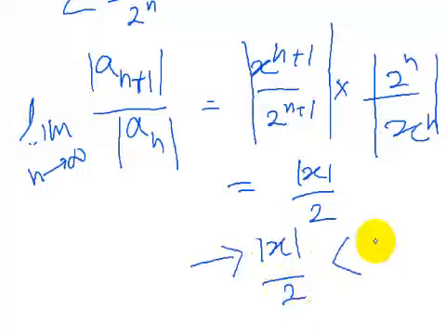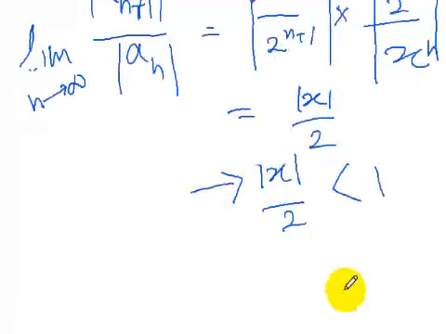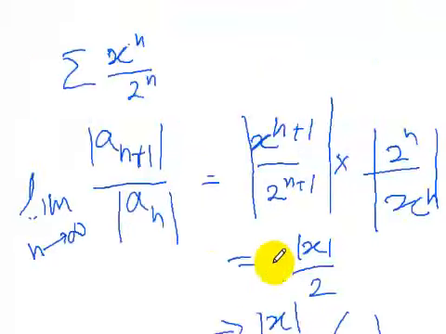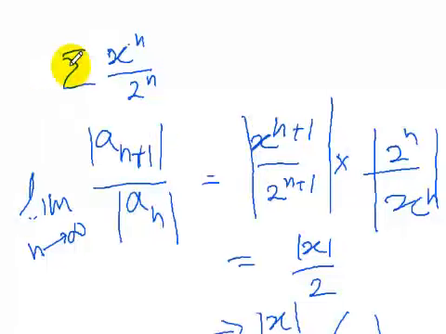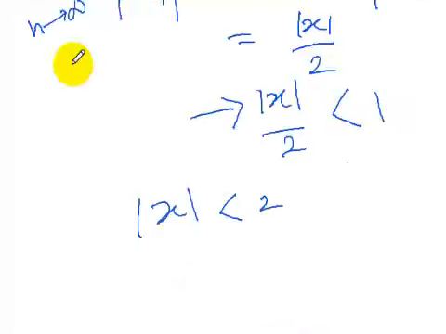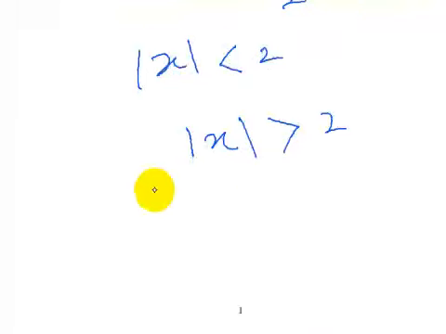So if this one is less than 1, what happens to that series? That power series is convergent. So mod of x less than 2, that is, if your variable x is between -2 and +2, this power series is convergent. The other way around, if mod of x is greater than 2, that power series is divergent, right? What happens at the boundary points? Here you have -2, +2.